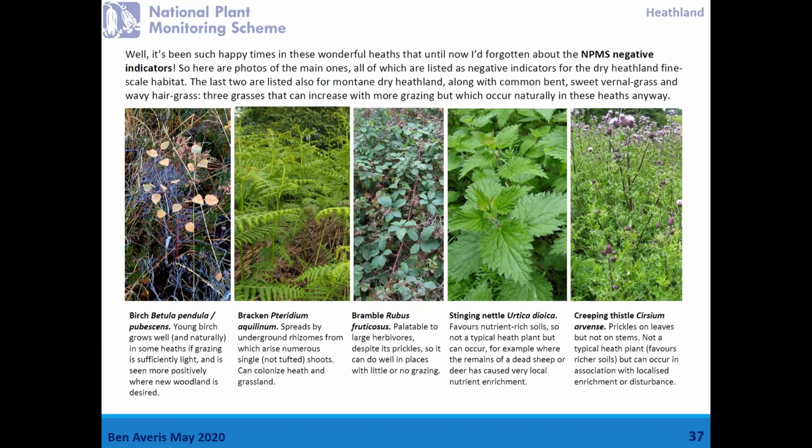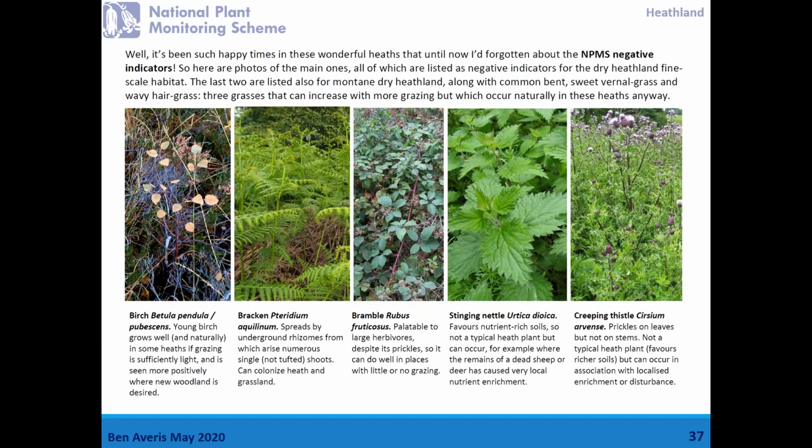So depending on what kind of heath it is, it could actually be a really good thing to have birch trees growing on it. But in other places, you might not want to. So it's not always going to be right to say every bit of birch in any kind of heath is bad news, because that's not really true. Bracken, well, it does spread understandably. That's why it's in there, because it has these underground rhizomes, and it can spread into grasslands and into heaths, and so you can lose some amount of those kinds of habitats.